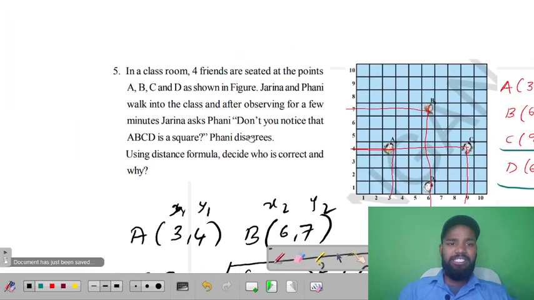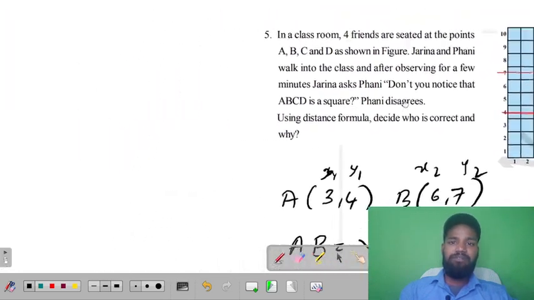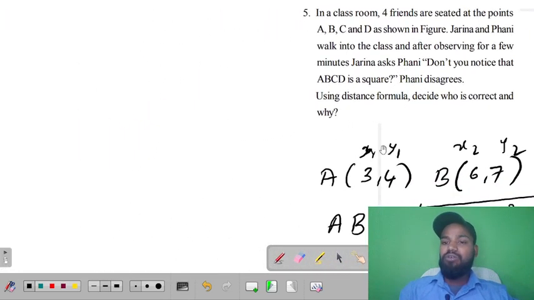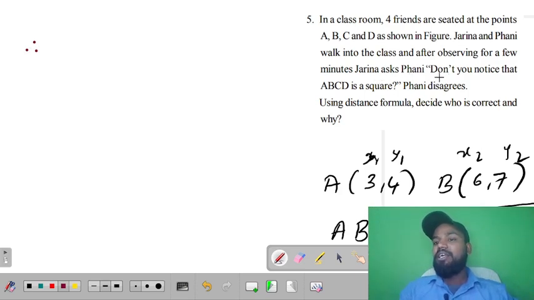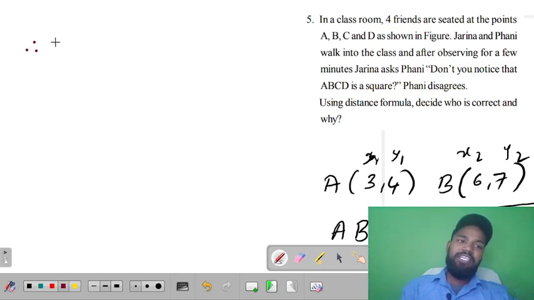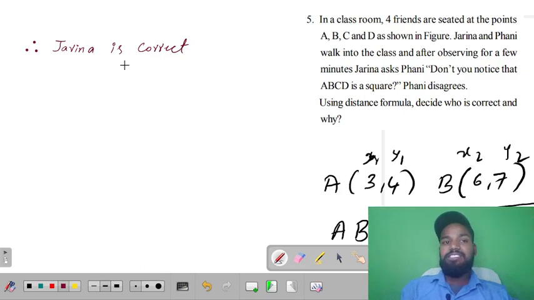So who is correct here? What did Jarina say? Jarina asks Pani, don't you notice that ABCD is a square? So here Jarina is correct. Yes or no? Yes, Jarina is correct.